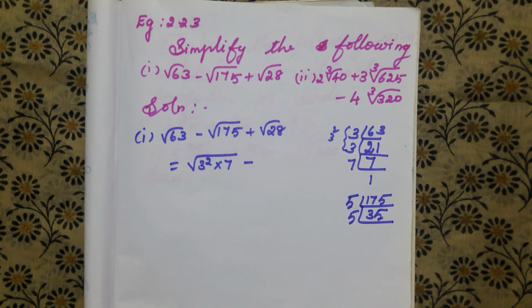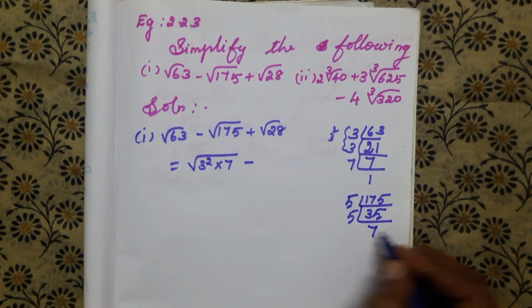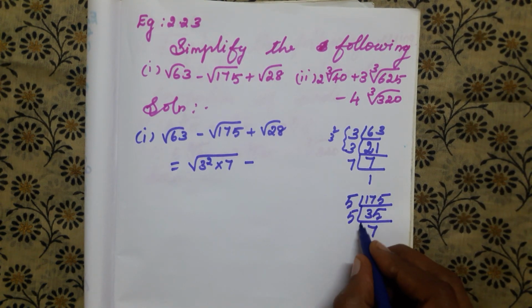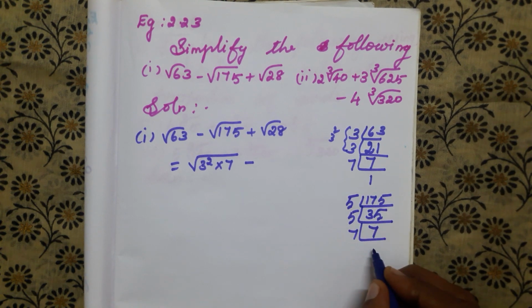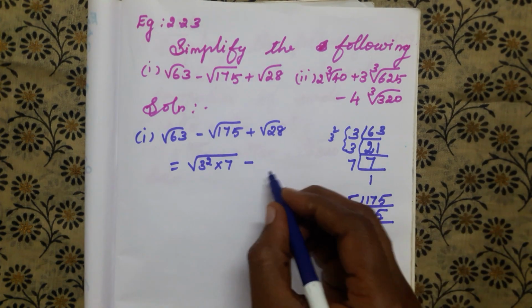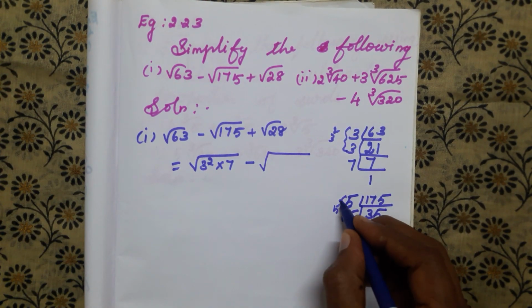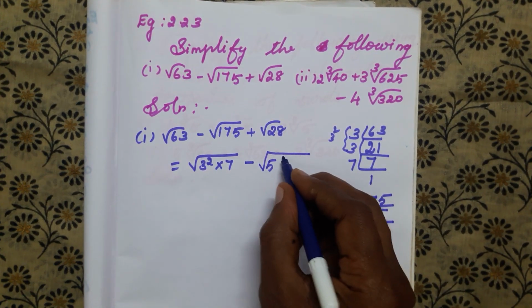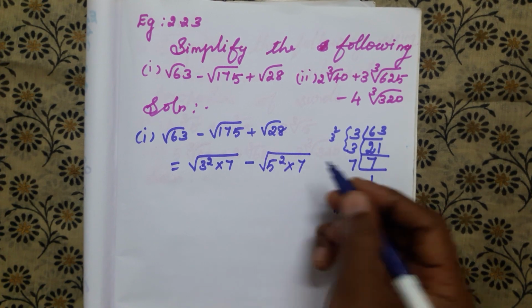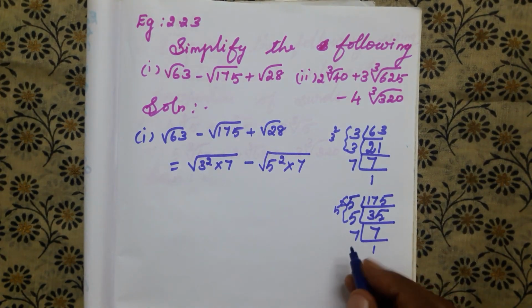So how many times? 7 5s are 35. Now again 1 7 is 7. It's equal to 5 square into 7. 5 square into 7.